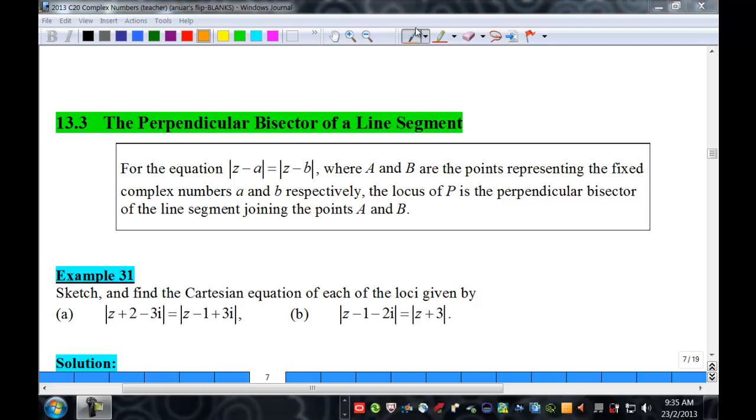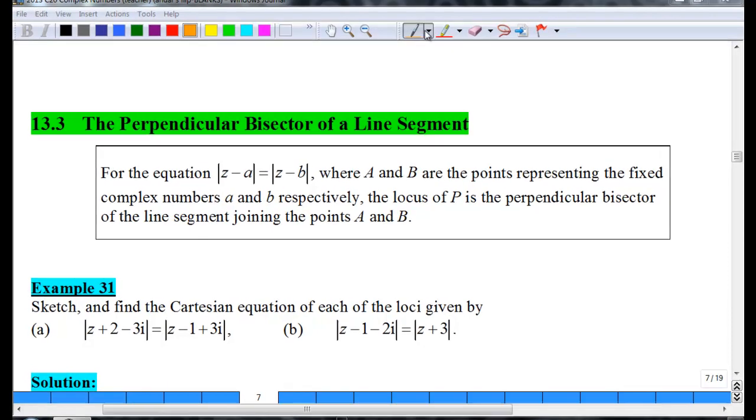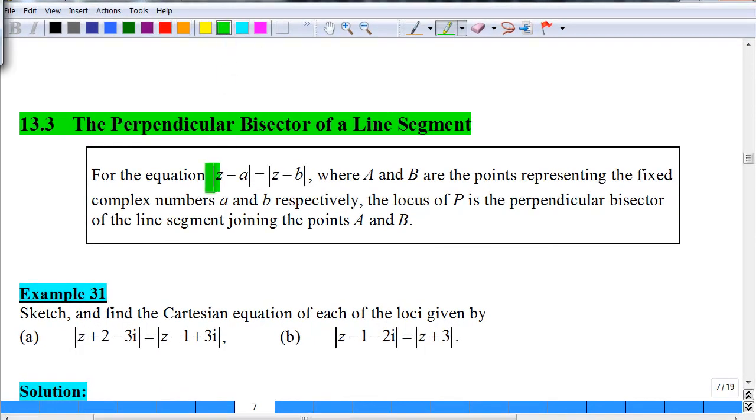Right, thus far we have looked at the locus representing the complex number z in the form of a circle. We are very sure of what type of equations will actually give us the locus in the form of a circle. Now the next locus that we are interested in is actually the perpendicular bisector of a line segment. The equation that will depict such a perpendicular bisector of a line segment is given by what you see here in this standard form.